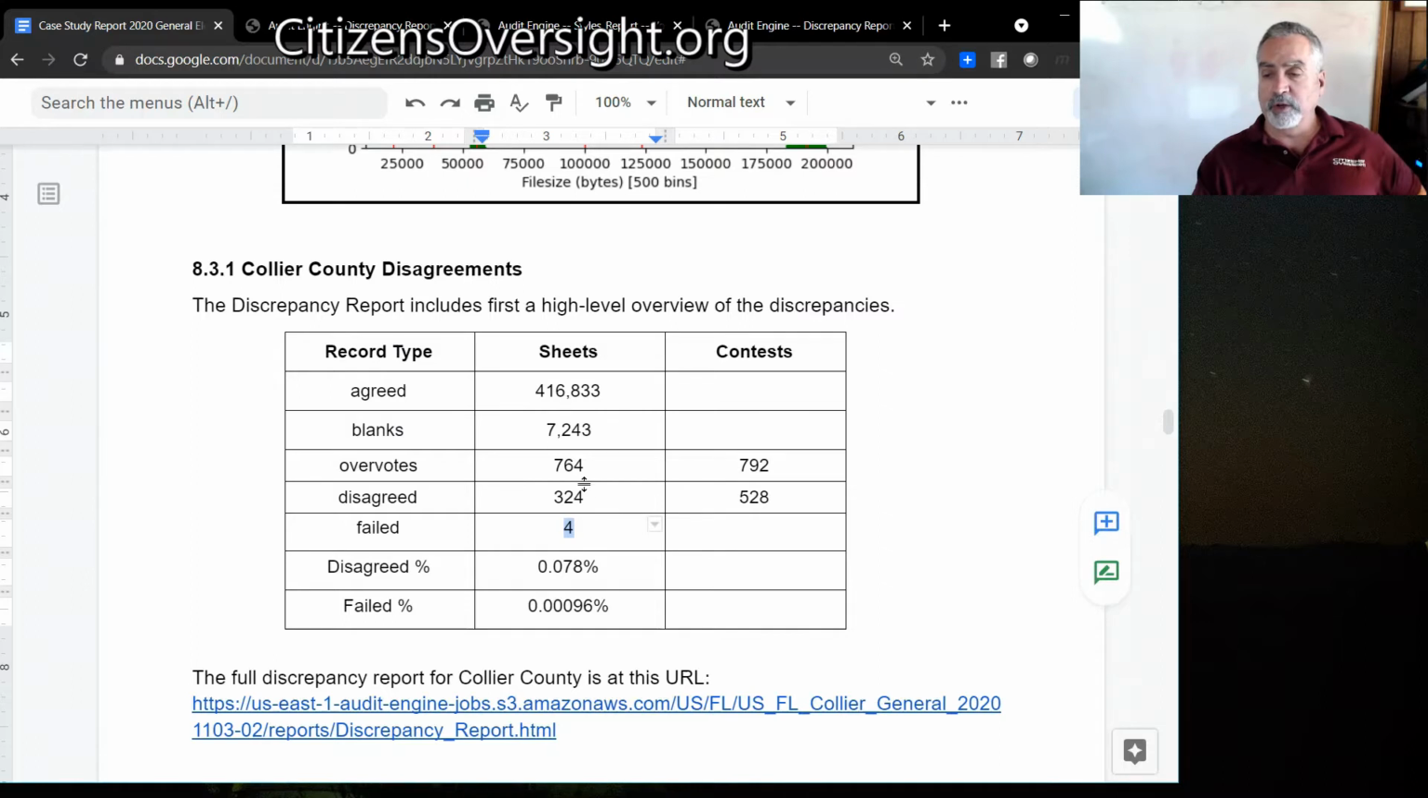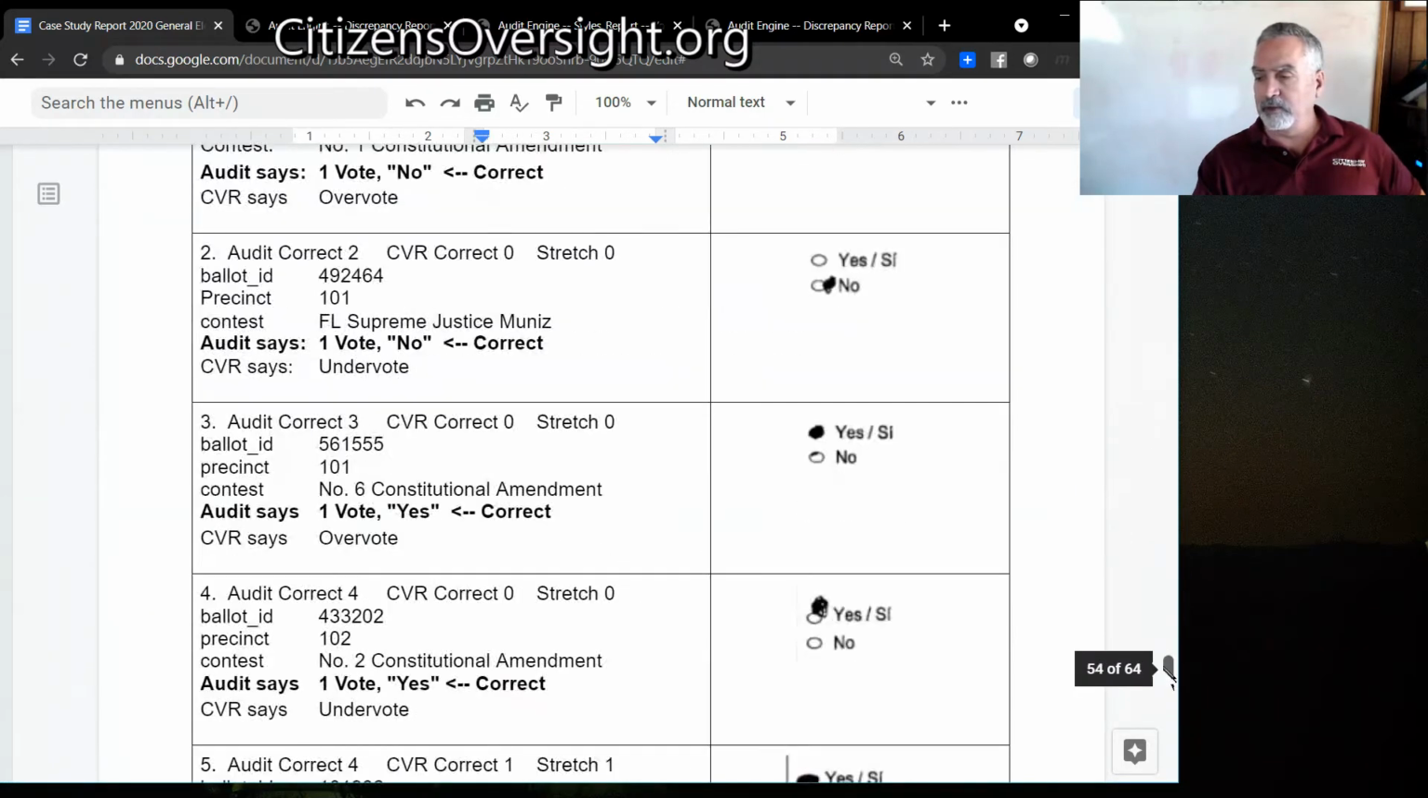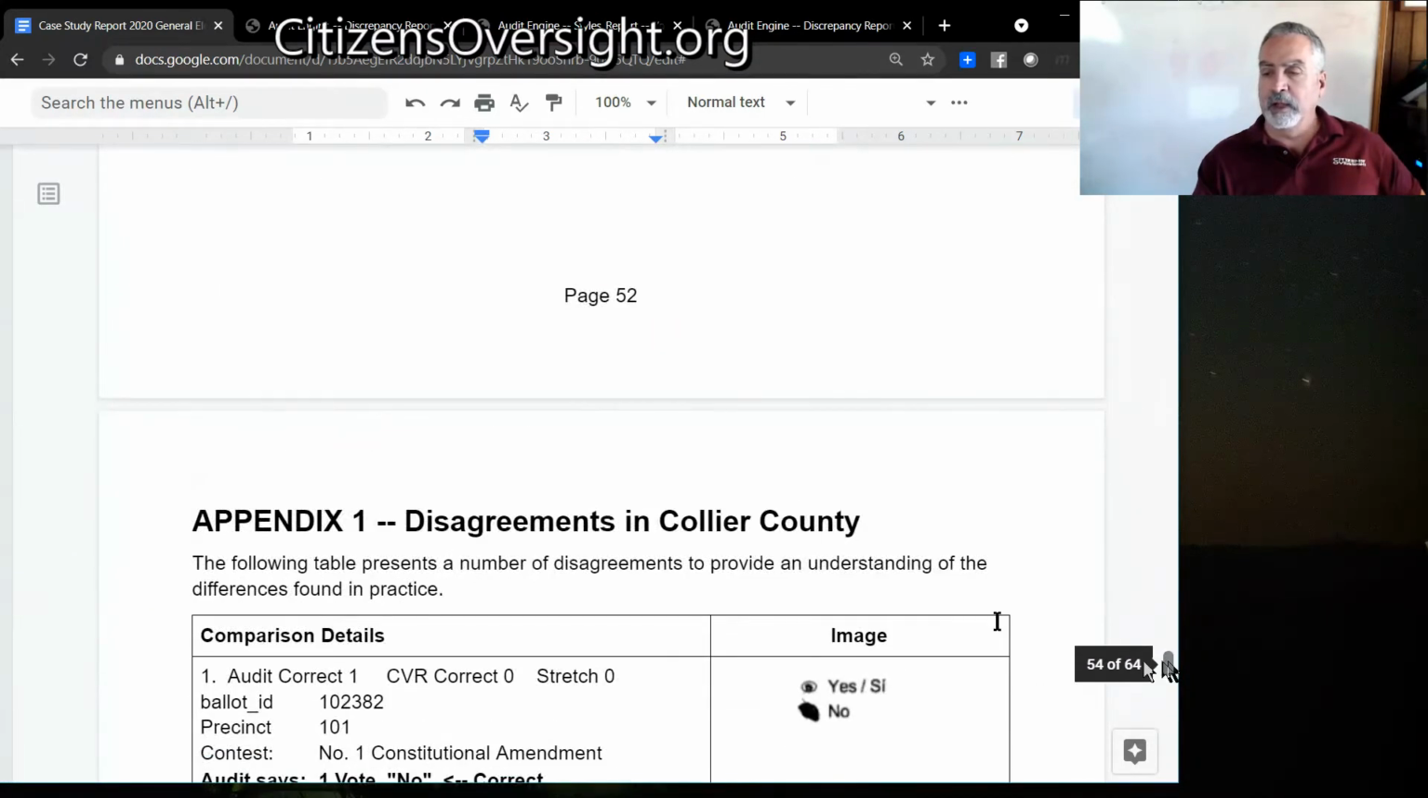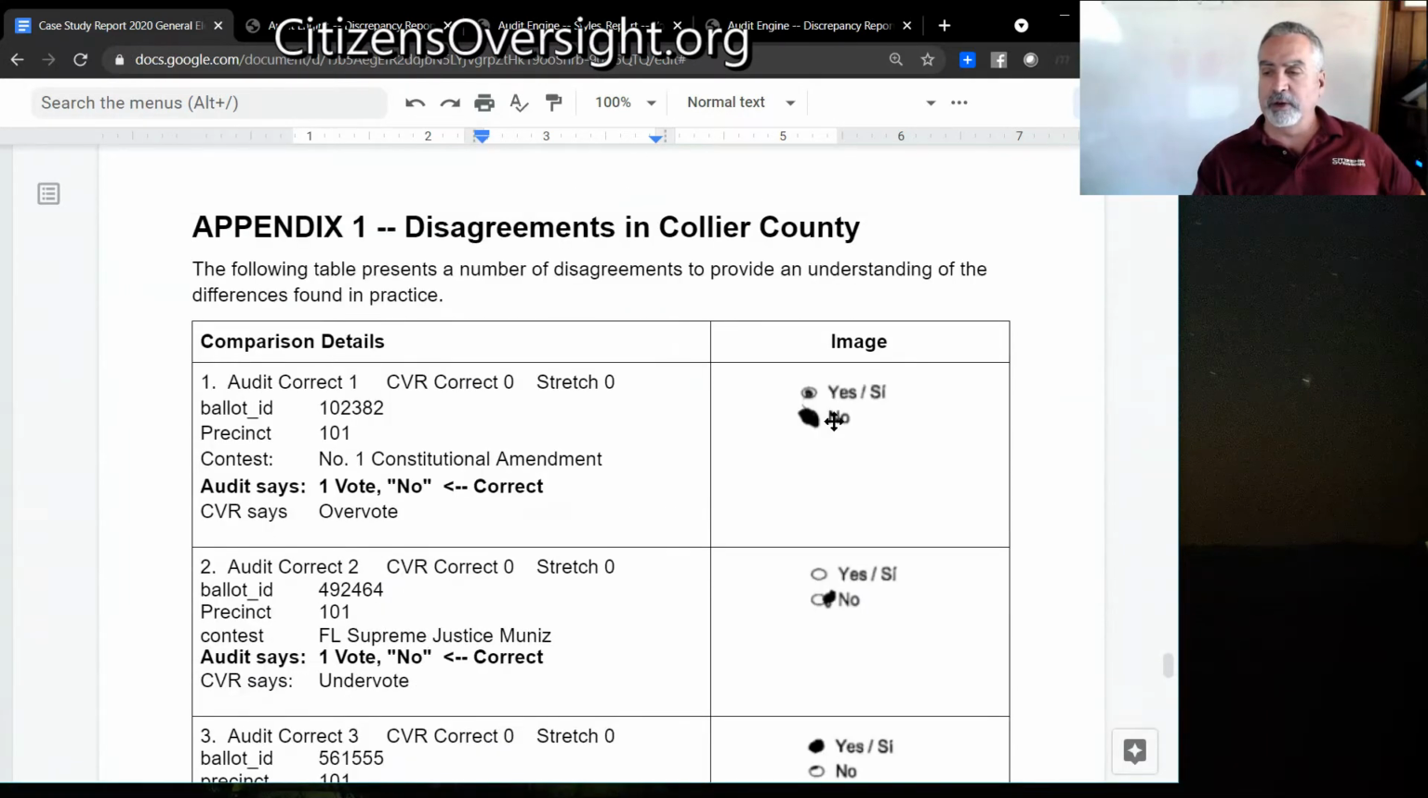If you want, you can go in and try to resolve each one of these disagreements and go through an adjudication phase and have fun doing that. But why do it if you know that it's not going to be done? We will jump down right now, though, while we're on Collier County, because I think it makes better for the flow of this, and look at the actual disagreements in Collier County.